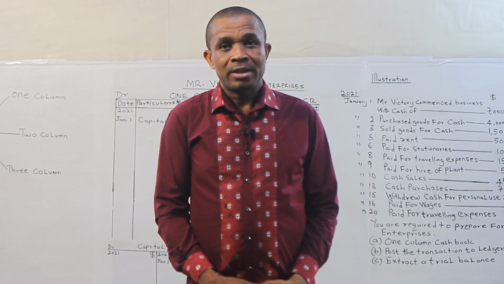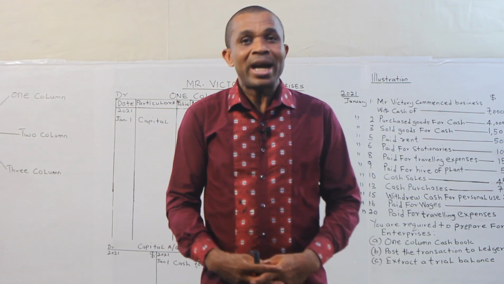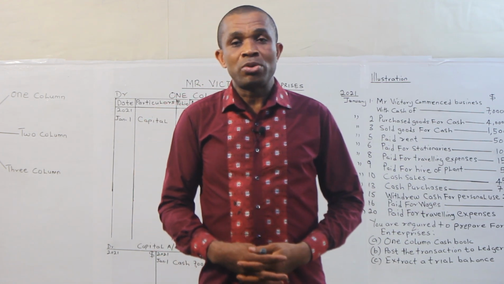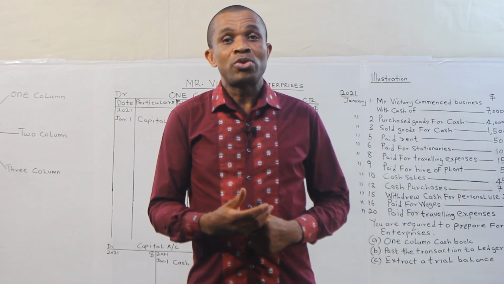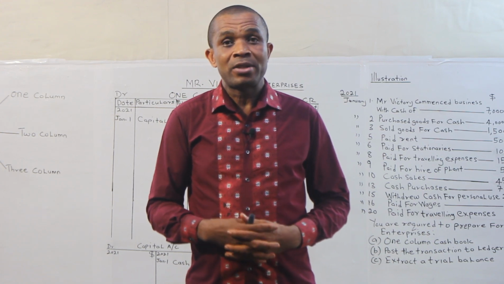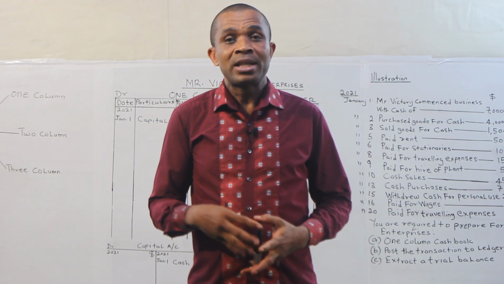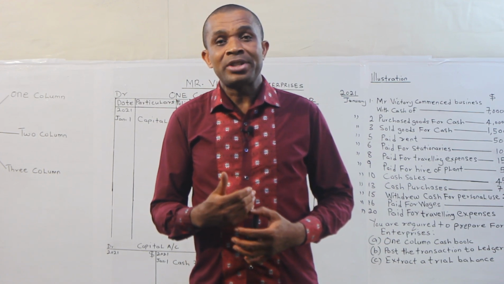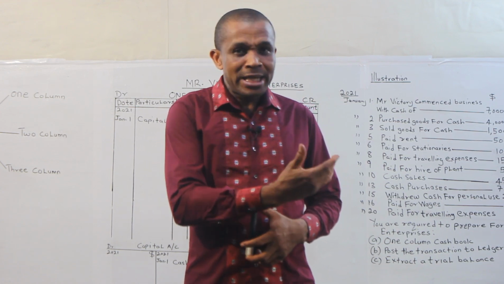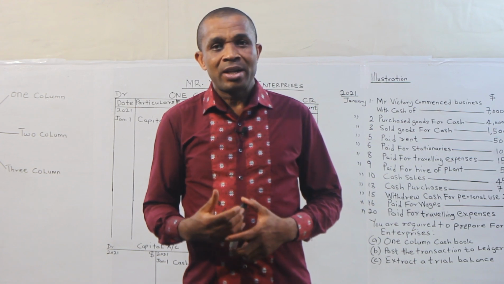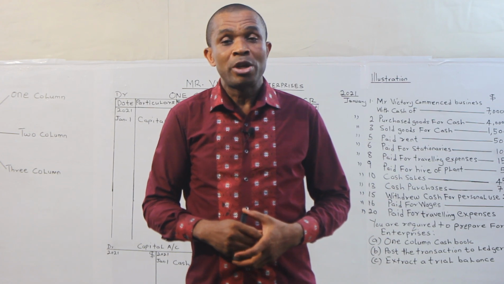January 2, purchased goods for cash $4,000. Now the question is, I'm the cashier, you are the cashier. When we are purchasing goods, do I give out cash or do I receive cash? It is an expense for purchase. And remember that the double entry principle states that we debit the receiver and credit the giver. So at this point of purchase, are we the giver or are we the receiver? I become the giver because I'm giving out cash so that goods will be purchased.